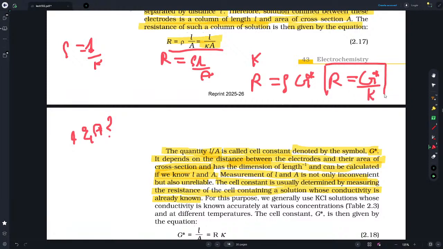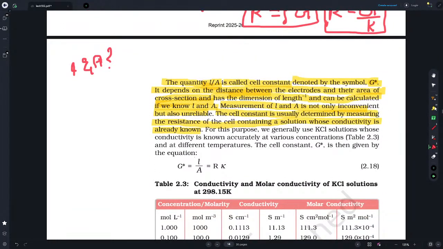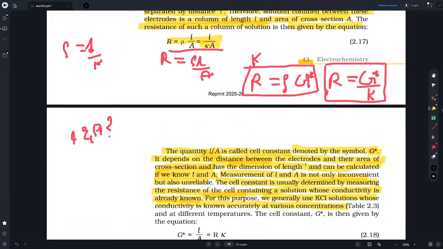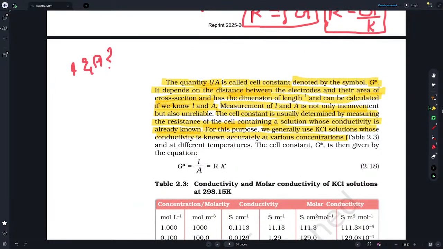Via these formulas, we can find out G star without the need for physical usage of measurement. For this purpose, we generally use KCl solution whose conductivity is known accurately at various concentrations. So for finding out the G star value, we use KCl solution, whose conductivity we know accurately.